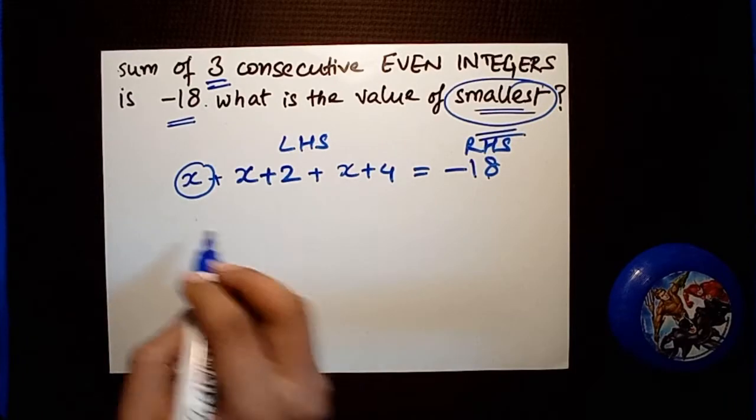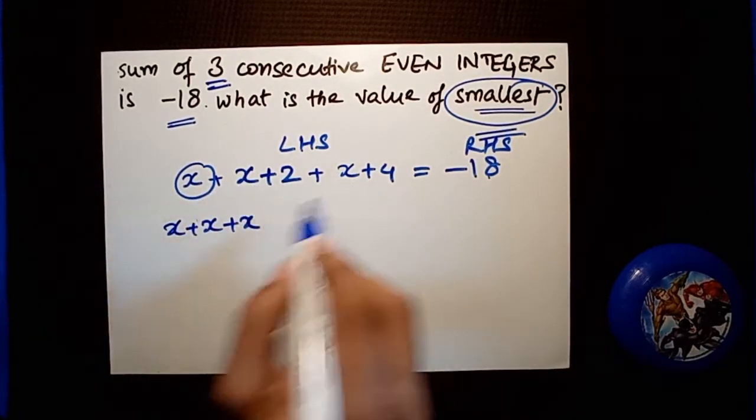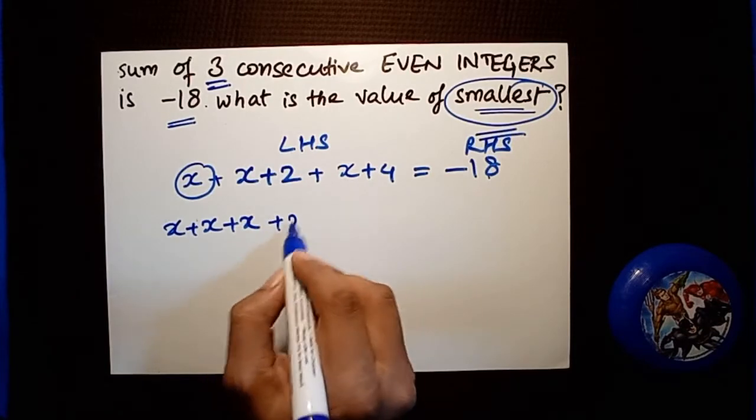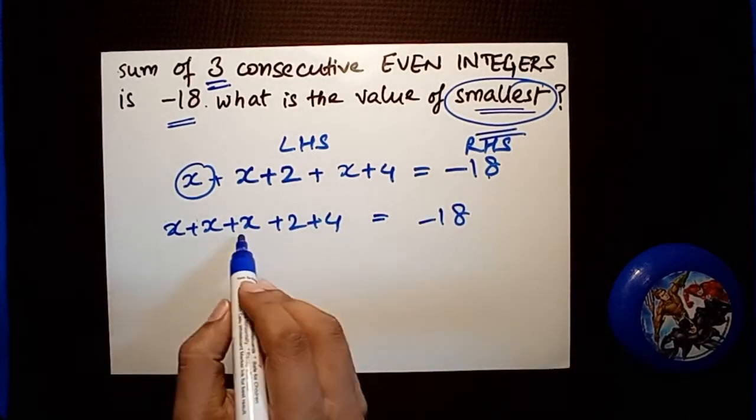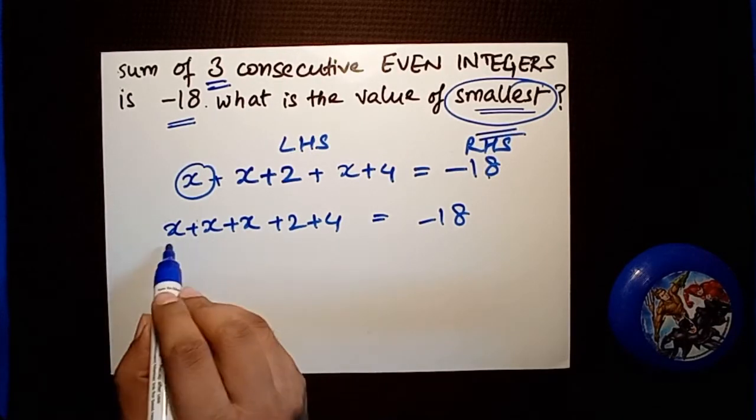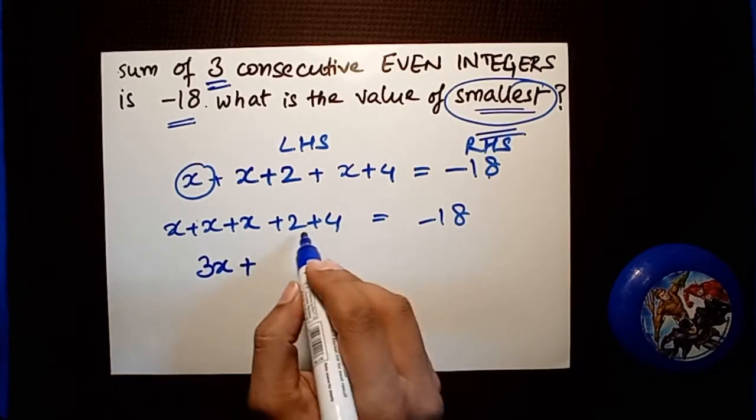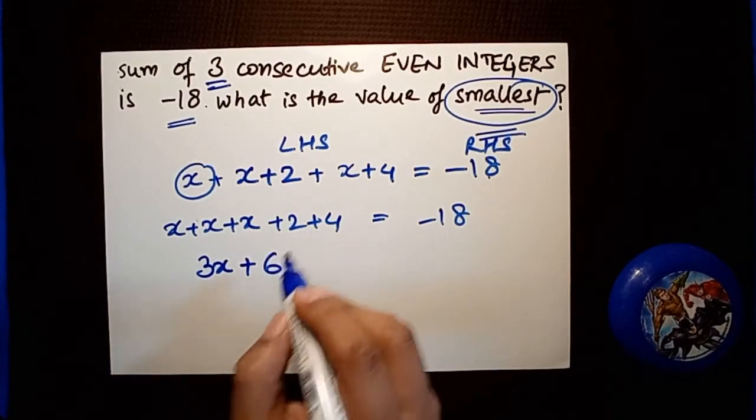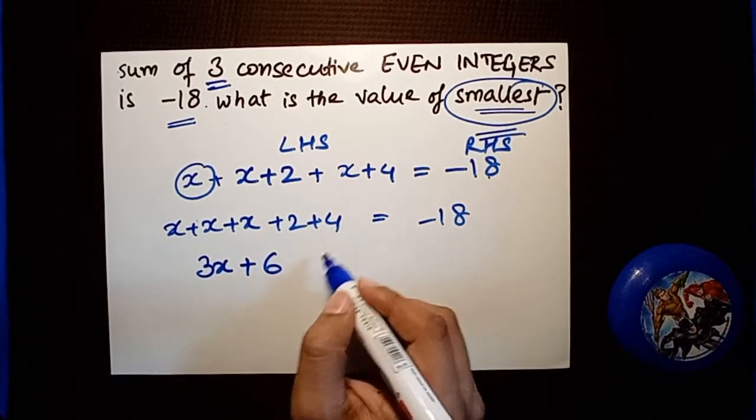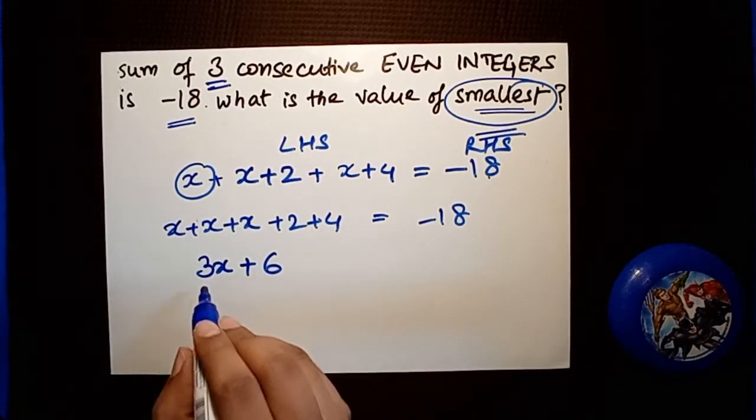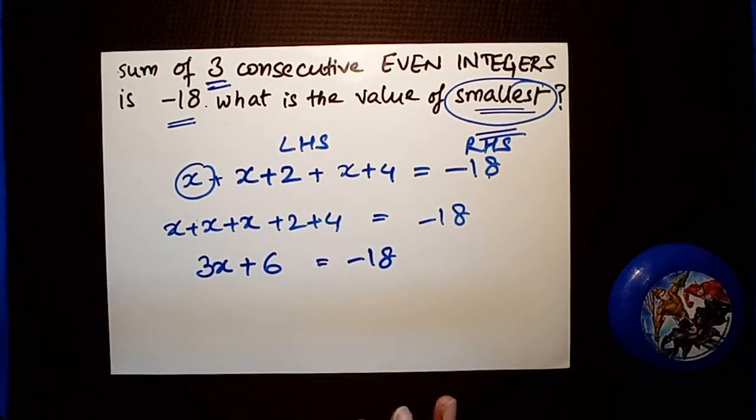So let's rearrange: x plus x plus x, because there are three added together, plus 2 plus 4 equal to minus 18. Repeated addition is multiplication. x plus x plus x is equal to 3x. 2 plus 4 is 6. So either you add plus 2 plus 4 separately, or you add 6 in one shot. 3x plus 6 is equal to minus 18. So this is now my equation.